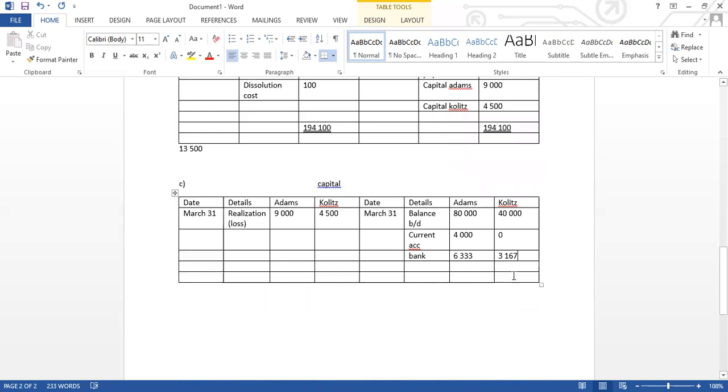So yeah, it's fine. So let's close off our capital account. With Adams, which side is big? The credit side, right? Yes. With how much?